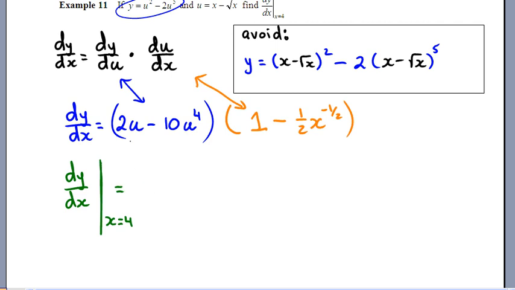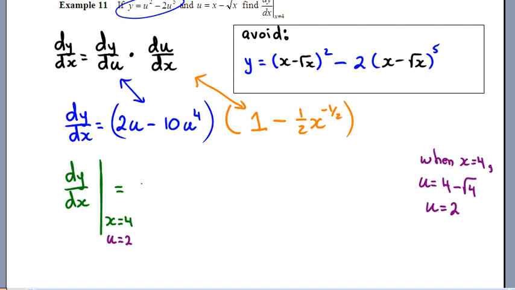And I'm like, geez, what am I going to put in for this u? So you might need to take a moment and say, hang on, I've got to find out what u is right now. When x is equal to 4, what's u doing? According to its pattern, it's x minus root x. It would be 4 minus root 4. That would be 4 minus 2. Okay, so u is equal to 2. So we're evaluating this when x is 4 and u is equal to 2.